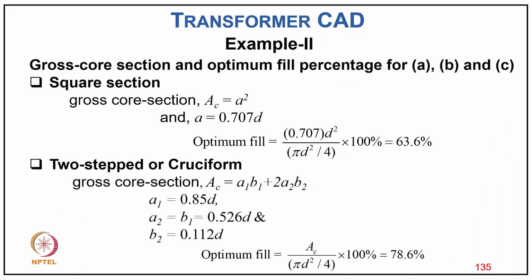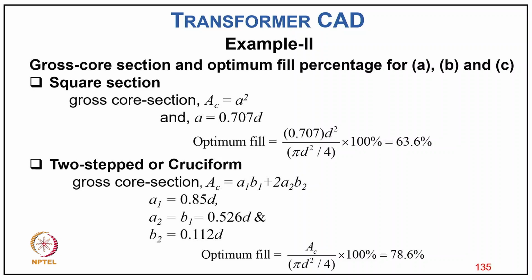So for the square section, the cross section is A equal to a square, and small a equal to 0.707 d. The optimum fill is 0.07 d square upon pi d square by 4 into 100, which comes to 63.6%. And for the 2-step core, which is called cruciform, the cross section is A equal to A1 B1 plus 2 A2 B2, where after solution A1 equals 0.85 d, A2 equals 0.5268 d, and B2 equal to 0.11 d, and the optimum fill comes to 78.6%.